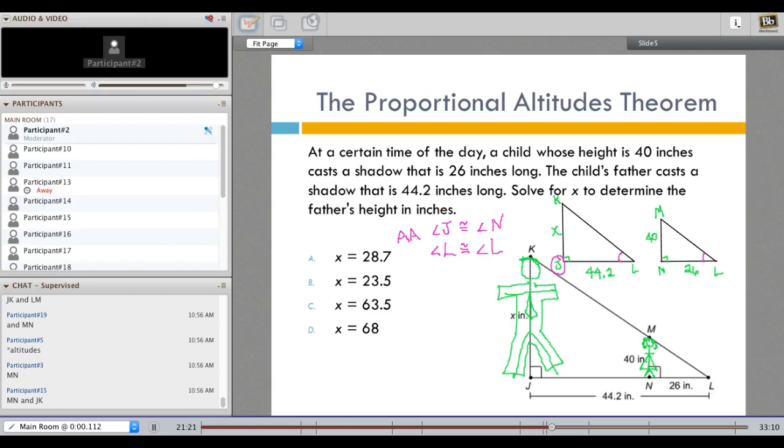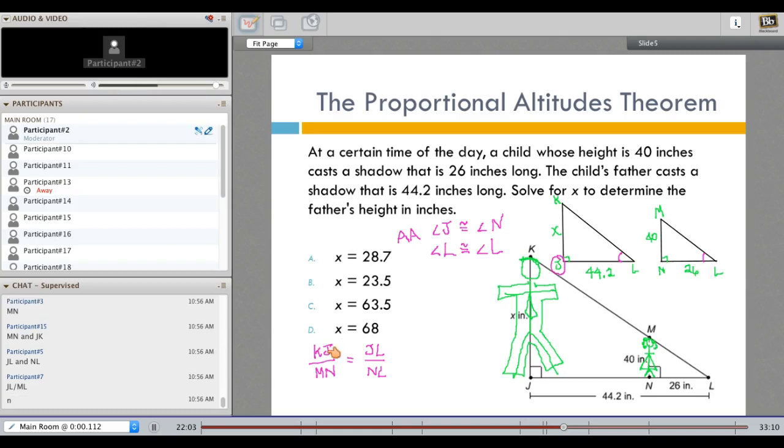Yep. So we want to definitely make sure when we solve this that we involve the altitudes in our proportion, right? So we want to do KJ over MN, right? Those are the altitudes of the triangles. And then I can do any other pairs of sides. I don't really probably want to do KL and ML because I don't know anything about them and I don't need to know them. So I want to do JL over NL because I know what JL is, I know what NL is, and so that's going to help me solve this.